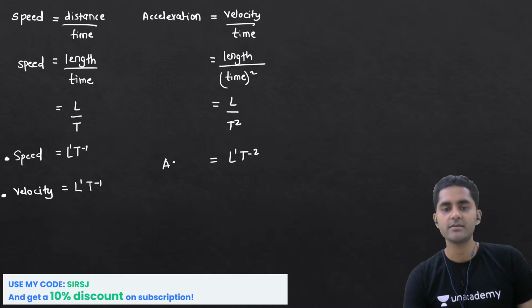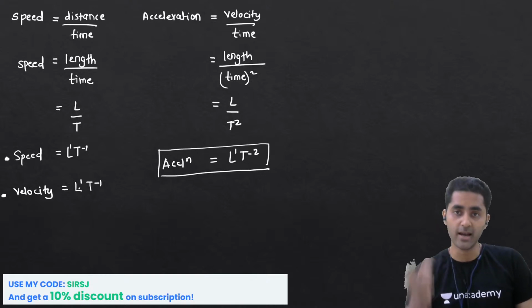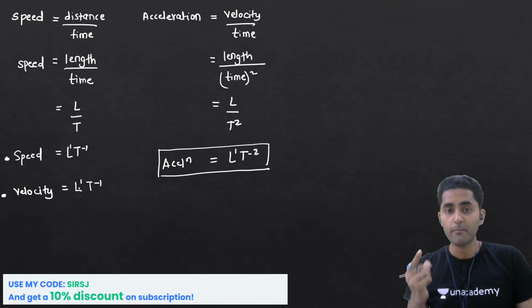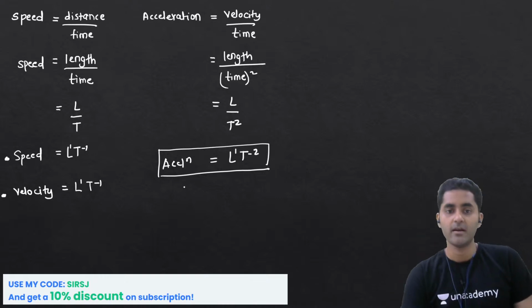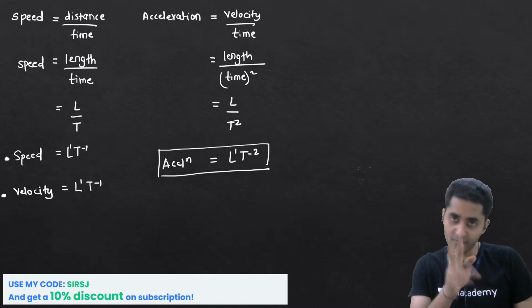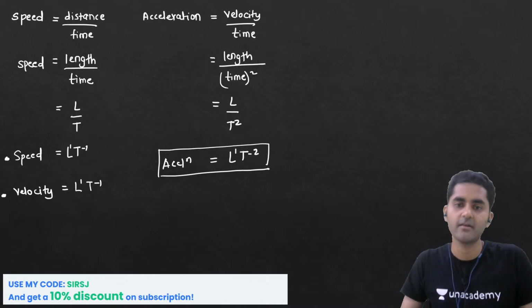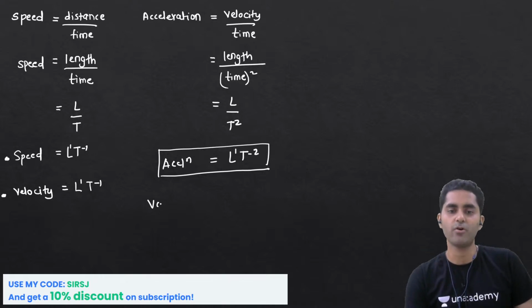Now again, you can see over here that velocity, speed and acceleration all depend on length and time only, but they don't depend on length and time in the same way. Acceleration depends on the power 1 of length and power -2 of time. So that is the difference over here. Okay, you're getting it? Now let's talk about volume.